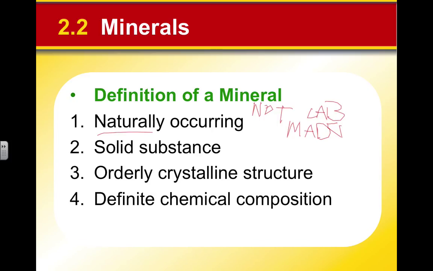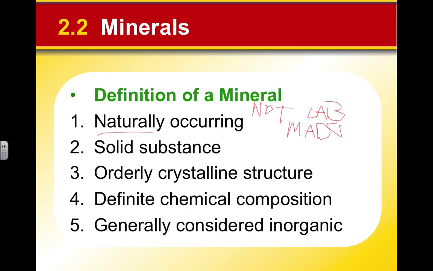It has to have a definite chemical composition. So what that means is, for instance, water, which is not a mineral, it has 2 hydrogens for every oxygen. So you're going to find certain minerals have a certain number of atoms of each type, which gives them that composition. And then we need to know that they're mostly not carbon-based.